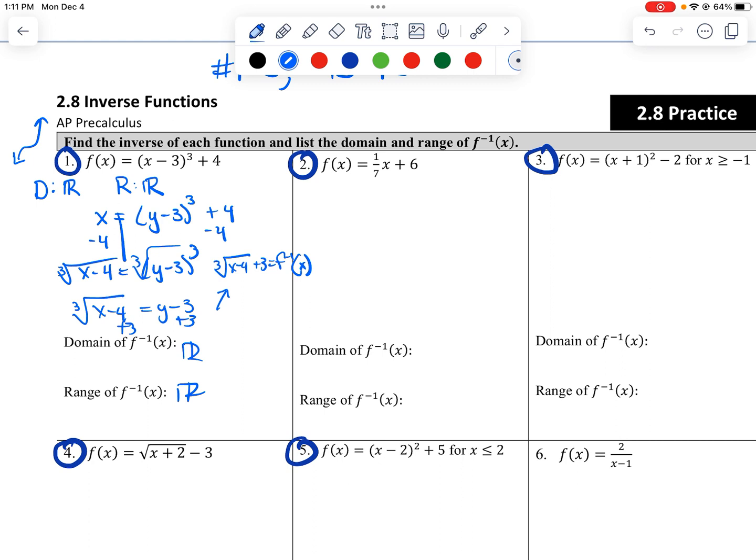So our second one, well, this is just a line. So the domain of the original is all reals, and our range is also all reals, because that's just a straight line. So let's find our inverse.